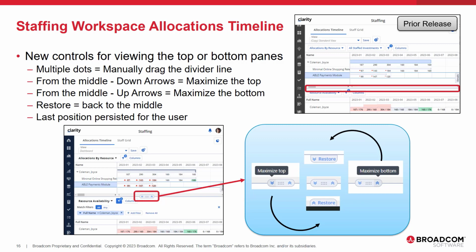to reposition it. From within the middle, down arrows indicate that you want to move the divider line down to maximize the top panel, and the up arrows indicate that you want to move the divider line up to maximize the bottom panel. The restore buttons, regardless of whether they're at the top or the bottom, will reposition the divider line back into the middle in the position that you last had it in the middle. Whatever position that you were last on, whether you maximized or repositioned the divider line, it will be persisted for that user.